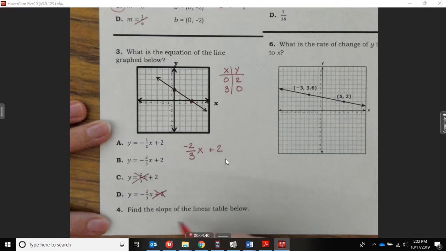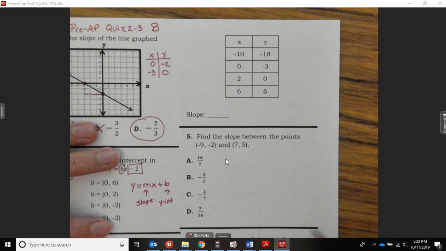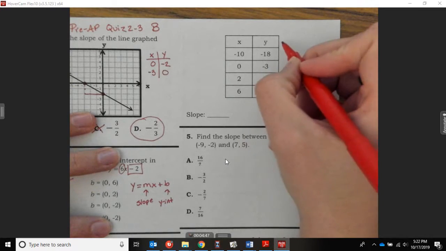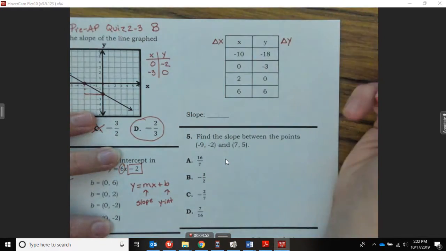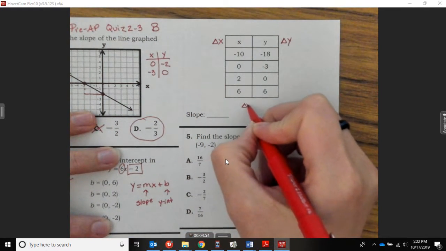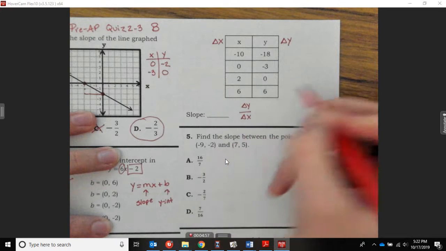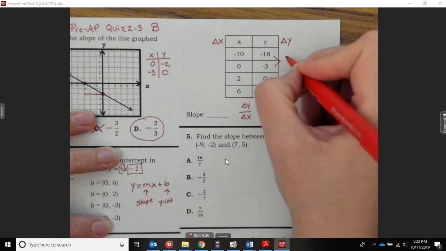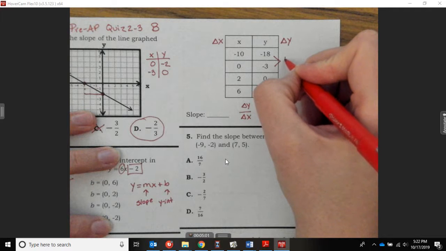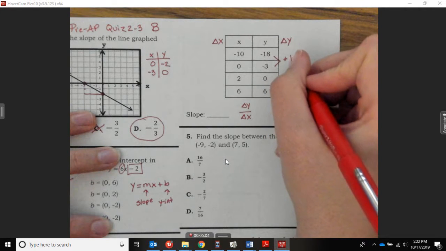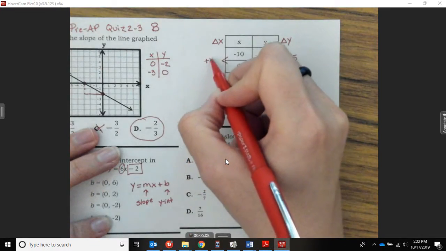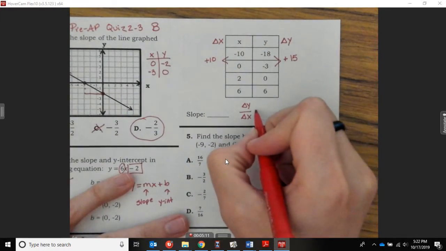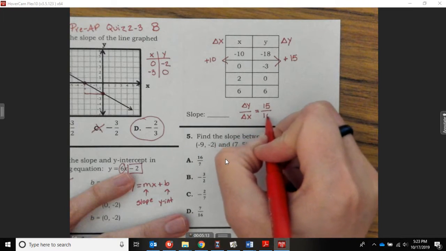Number 4, it says find the slope of the linear table below, and your table is actually all the way up here. And so remember, on a table, we are finding the change in y over the change in x. Okay, so that's my slope, change in y over change in x. And so from here to here, I am adding, let's see, adding 15, I believe. And then on this side, I am adding 10. And so my slope is 15 over 10.